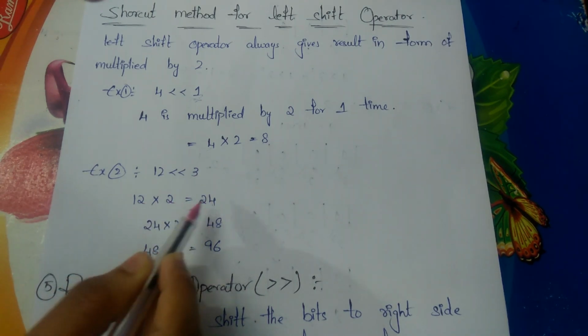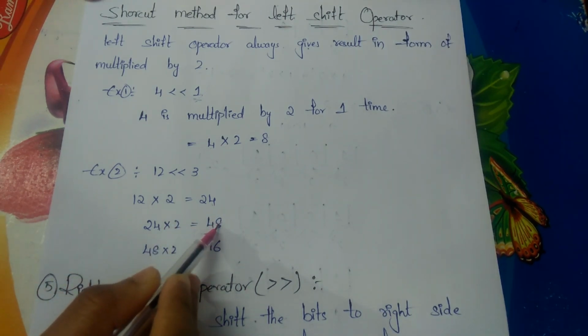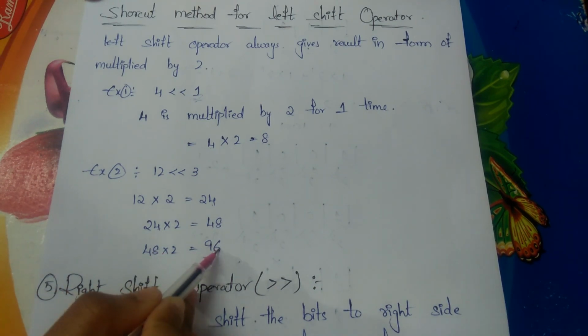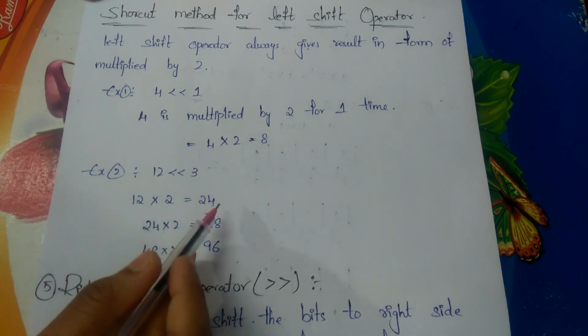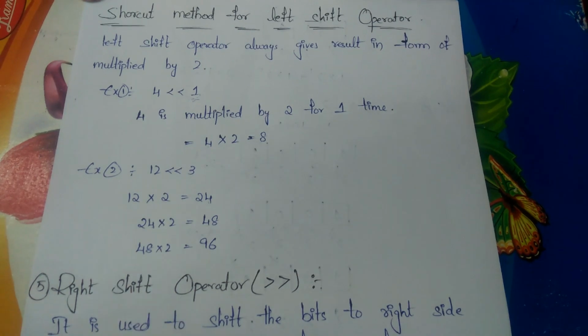Now to this 24 we have to multiply 2 again. That equals 48. Now to this 48 again we have to multiply 2. So we will get 96. So directly we can multiply here 12 into 2 into 2 into 2. So we will get 96. So this is about the left shift operator.